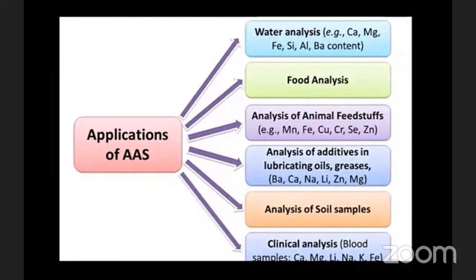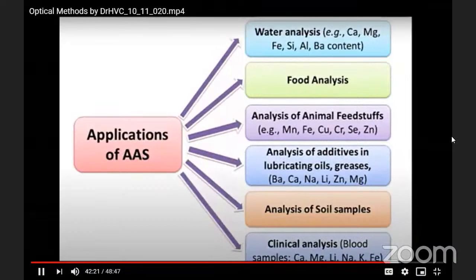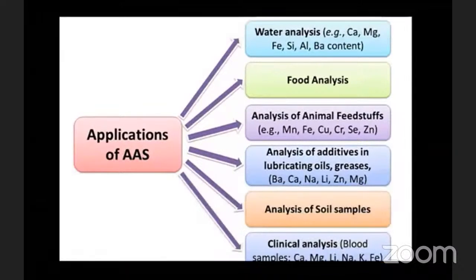And the last but very important application of this atomic absorption spectrophotometer is in clinical analysis. That is, electrolytes like sodium, potassium, calcium, magnesium, lithium, etc. present in the blood samples can be analyzed with the help of atomic absorption spectroscopy. These are various applications of atomic absorption spectroscopy.